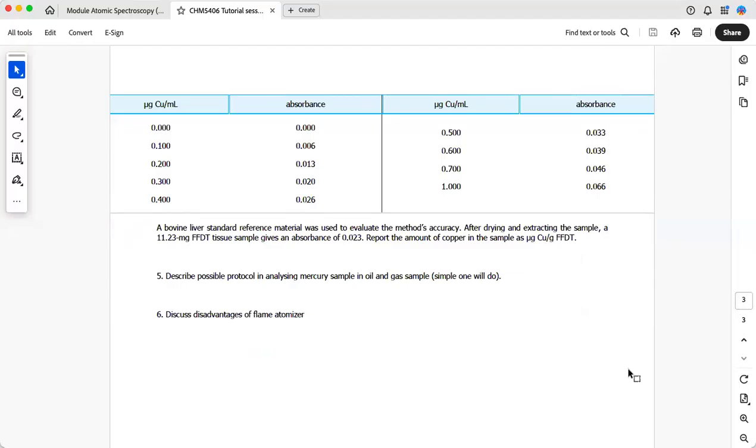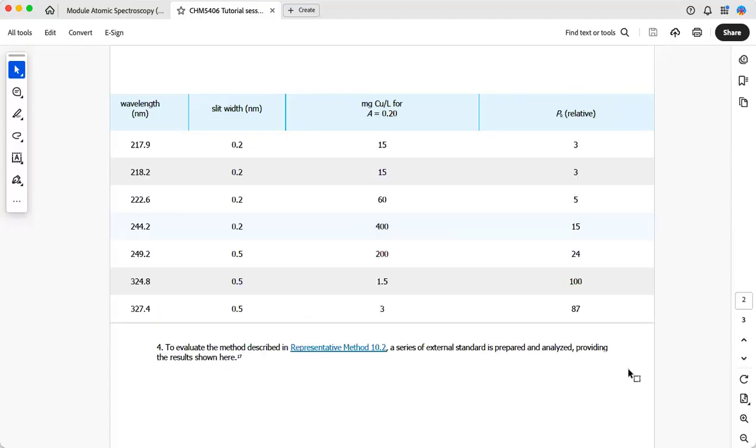A bovine liver standard reference material was used to evaluate the method's accuracy. After drying, the extracted sample gives an absorbance of 0.023. Okay, report the amount of copper in the sample as microgram copper per gram of dry tissue. So describe possible protocol in analyzing mercury sample in oil and gas sample. Discuss advantages of flame atomizer. Okay.